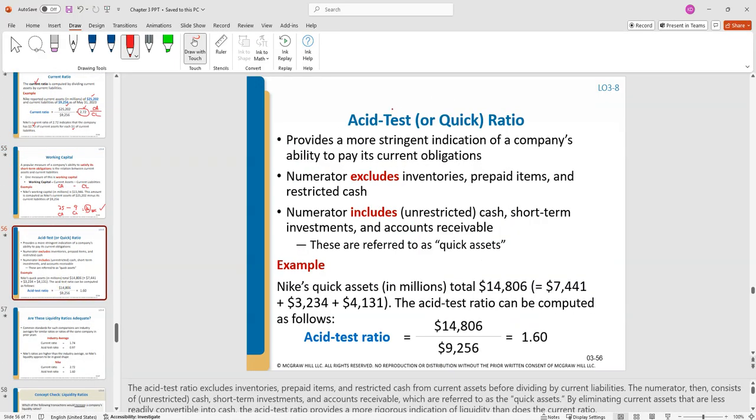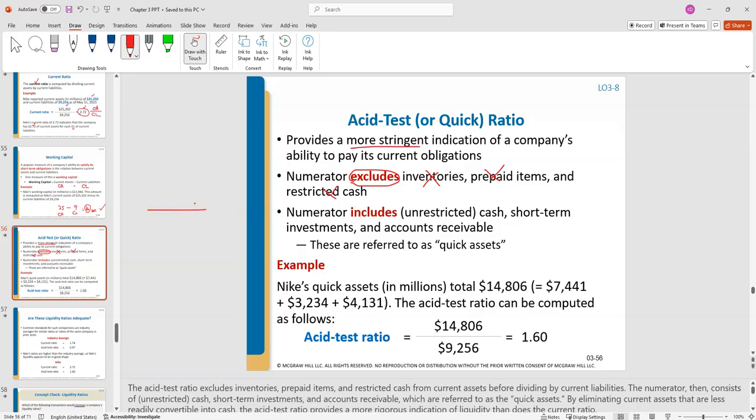How about the acid test or quick ratio? Right, so it provides a more stringent indication of a company's ability to pay its current obligations. So it's kind of like the current ratio, but we are going to be even more narrow, right? The numerator is going to exclude inventories, prepaid items, and restricted cash, because if you think about it, we can't really use these anyhow, because they're all tied up. If we're looking at the short-term items of the business that we can use to pay off our short-term debt, we can't use those. It's going to be hard to access that restricted cash. That inventory we'd have to sell, right?